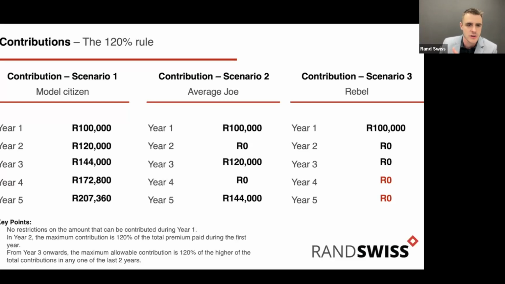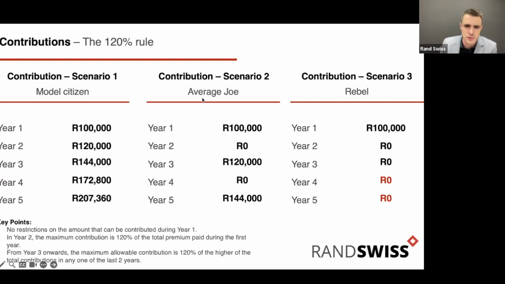So you can see in this scenario, scenario one, year one, the client contributed 100,000. Year two, they contributed 120,000. In year three, they want to know how much they can contribute. They can contribute 120% of the higher amount of the previous 2 years. In that case, the higher amount was in year two with 120,000. You take 120,000 times 120%. The max amount they can contribute is 144,000. And obviously they can continue doing so throughout the period of the investment.